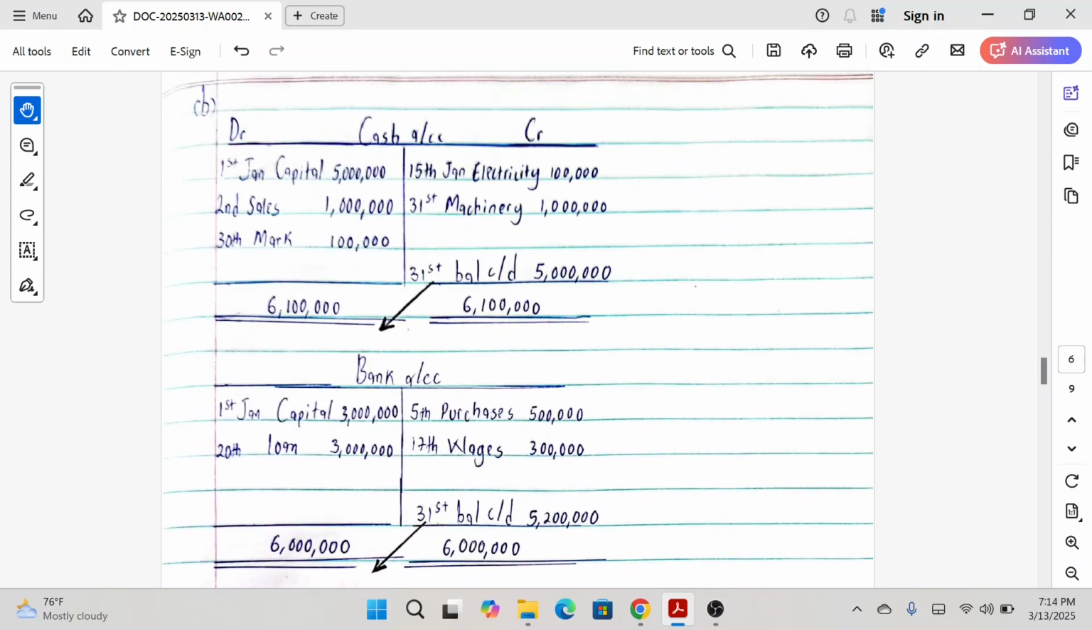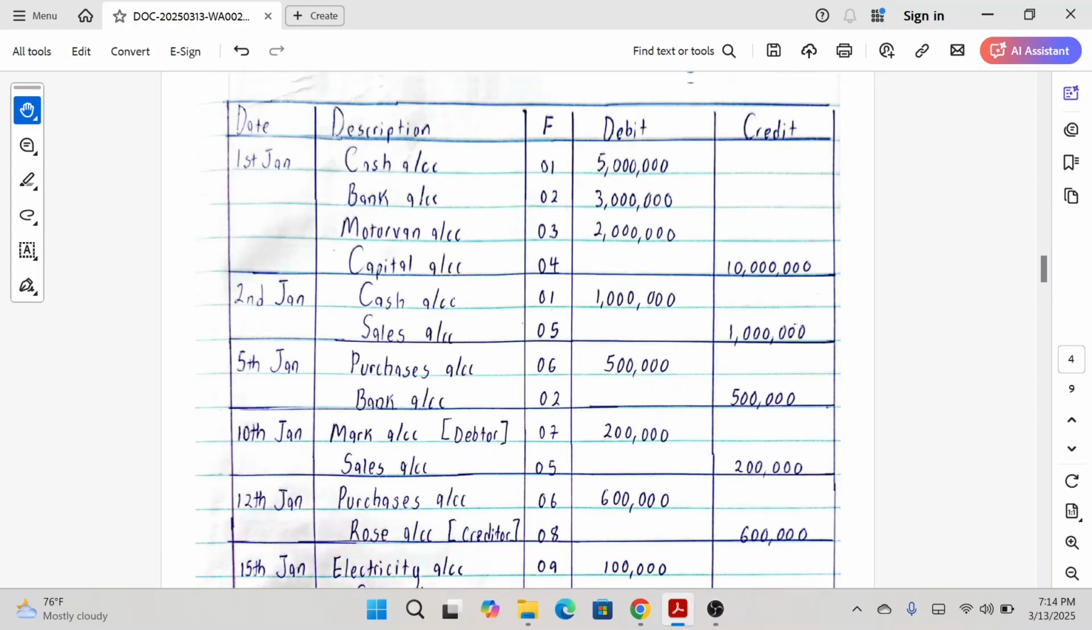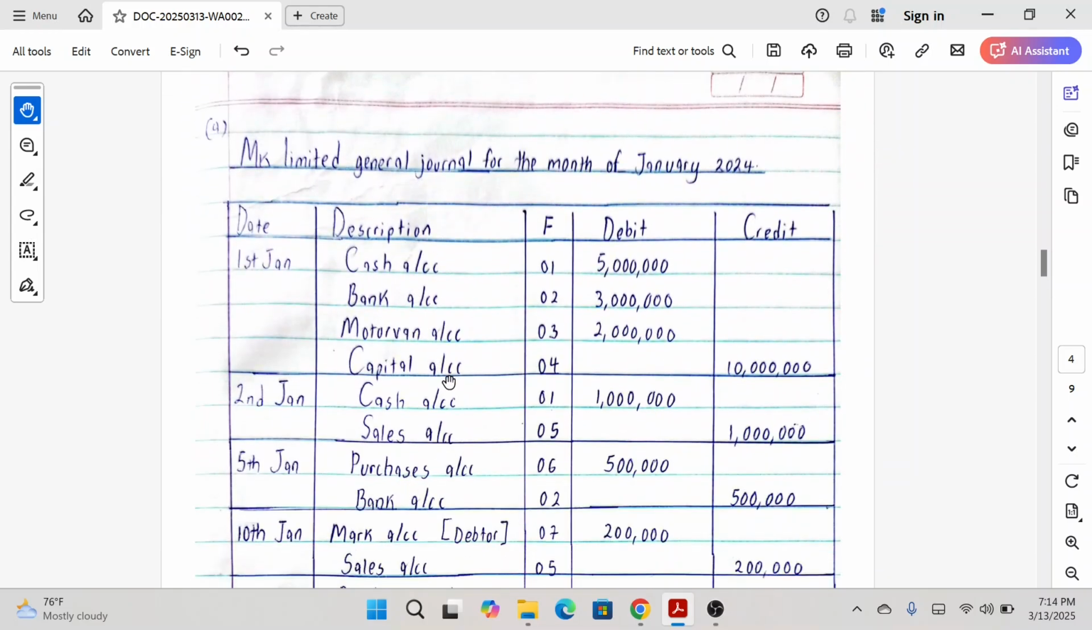Then we go to our fourth T account, which is going to be capital. We see that capital on the credit side has 10 million, but this 10 million is made up of figures of cash, bank, and motor vehicle.